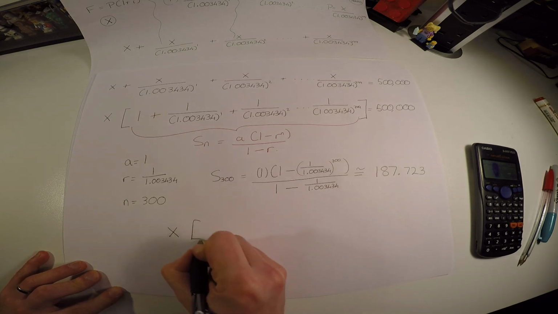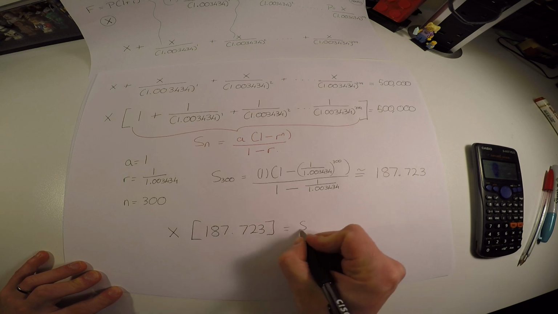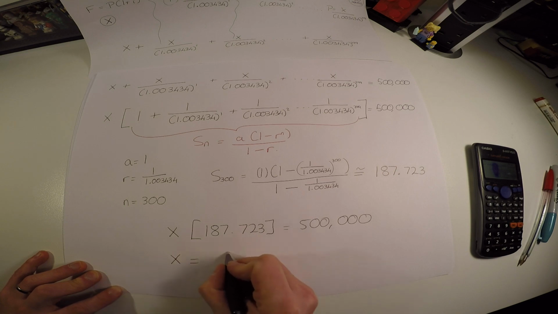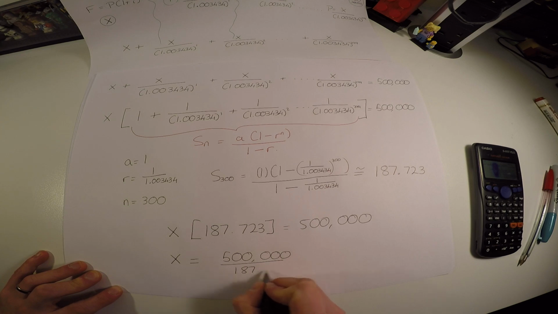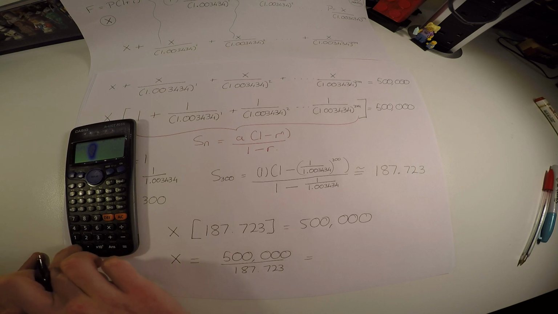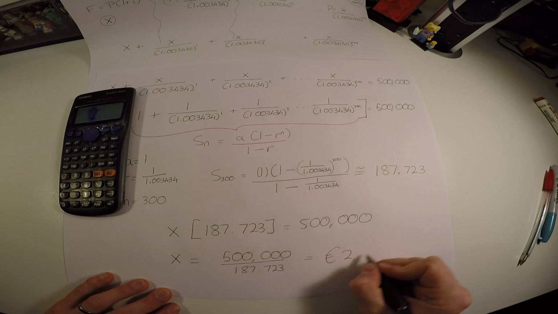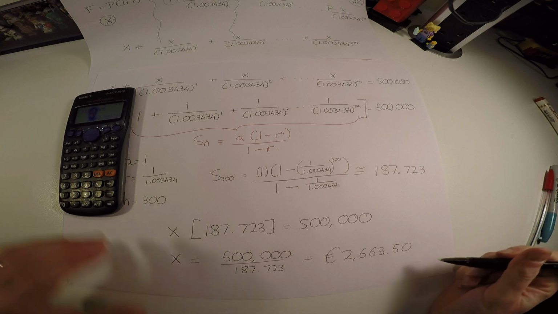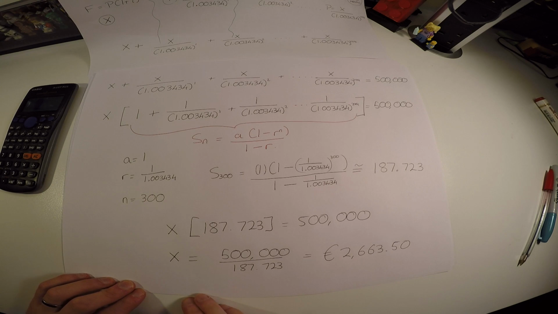That gives me x times 187.723 being equal to 500,000. I'm solving for x, so x must be equal to 500,000 divided by 187.723. What does that give me? 500,000 divided by my answer gives me an x of 2663.50. So we can see that from this I actually get a pension payment for 25 years of 2,663.50 using all this.